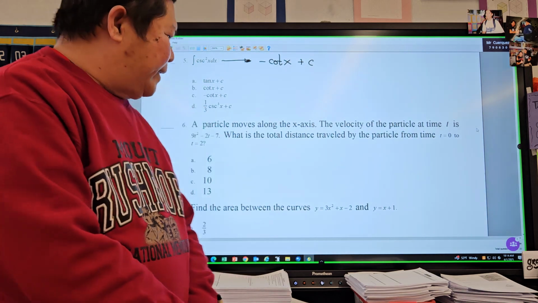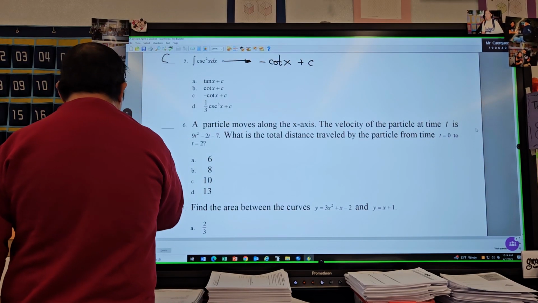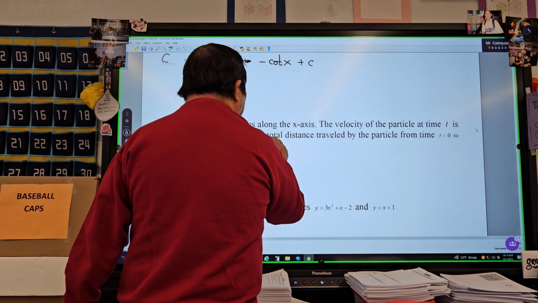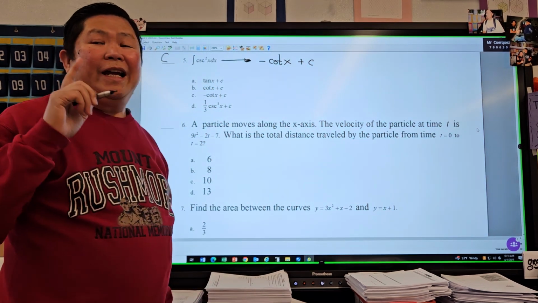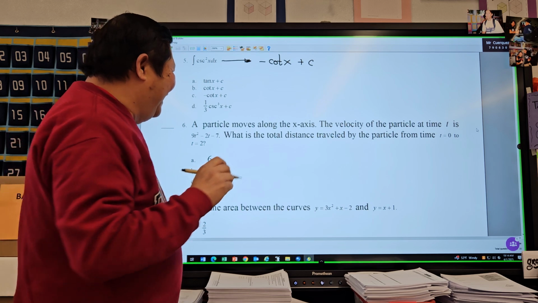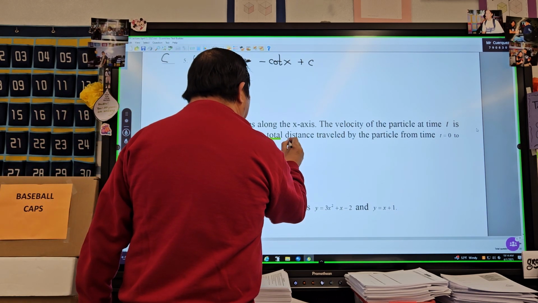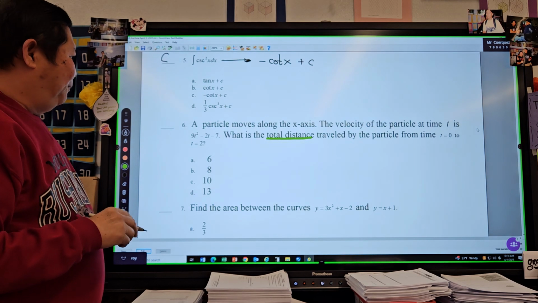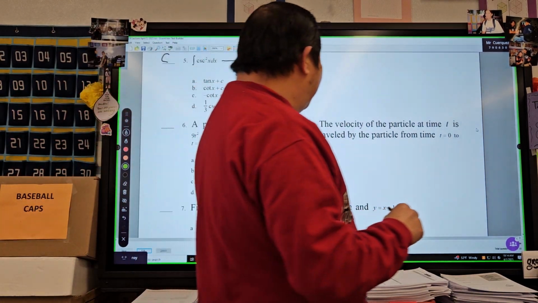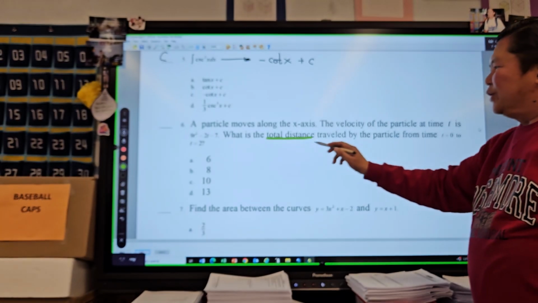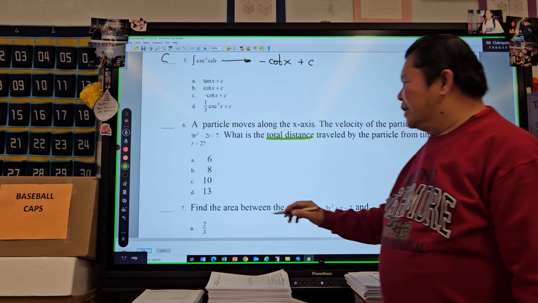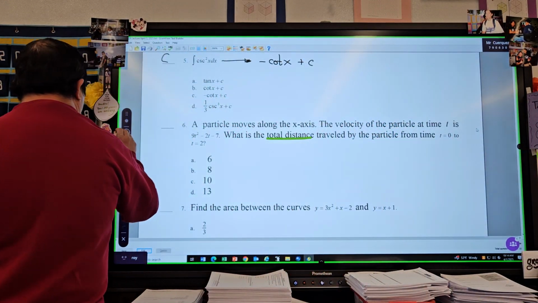So, total distance. What is total distance, guys? What is your idea about total distance? Absolute value. Very good. I need to hear that. Total distance means absolute value. Now, it says from time 0 to time 2. That means this is our interval, right? So the limit.